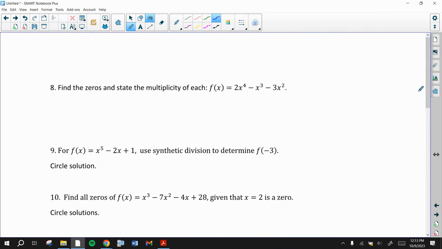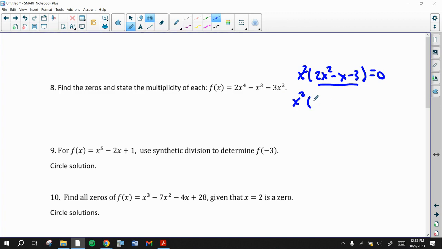The last few, find the zeros and state the multiplicity of this. Well, I'm going to try to factor this. So the common factor, as you always do first, is x squared. So x squared times 2x squared minus x minus 3 equals 0. Now we have to factor this. You factor it just like the last one, so make sure you try it.